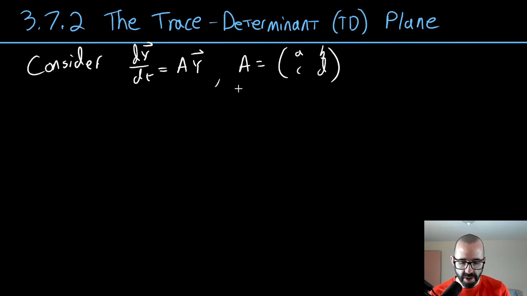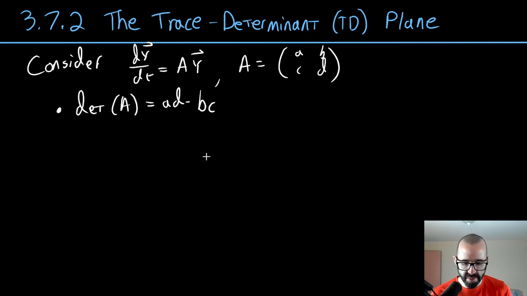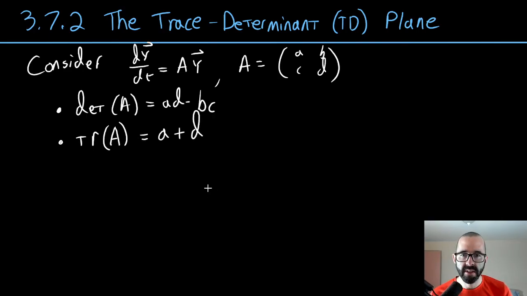Then we know the determinant of the matrix, right? You've been calculating determinants of matrices the whole chapter. The determinant of the matrix is A times D minus B times C. Well, the trace of a matrix is written tr(A), and all it is is adding up the diagonals. That's it. That's all the trace is of a matrix. Let's call the determinant D and the trace T.